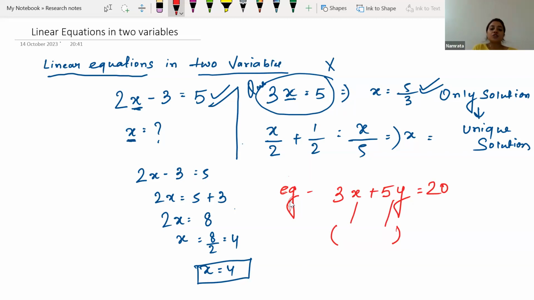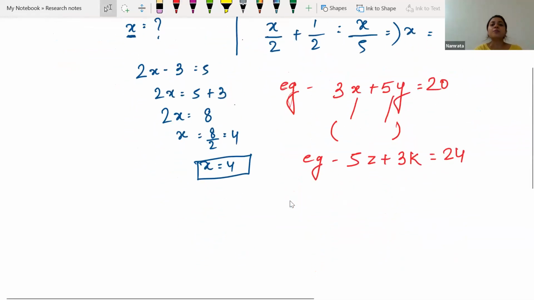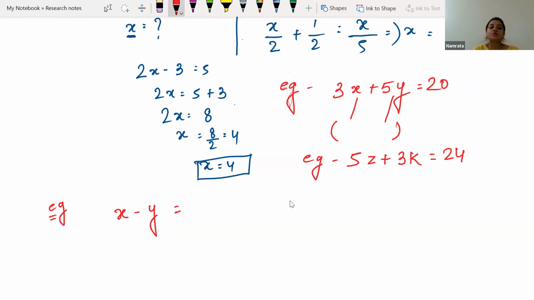If you have a linear equation in two variables, like let's say 5z plus 3k is equal to 24, here also you will have two values, one for z, one for k. But one thing I want to add here is that you will not get a unique solution. There will be a lot of different values which will satisfy this equation. Let me take a simple example to make it clear. Suppose we have a linear equation in two variables as x plus y is equal to 5.